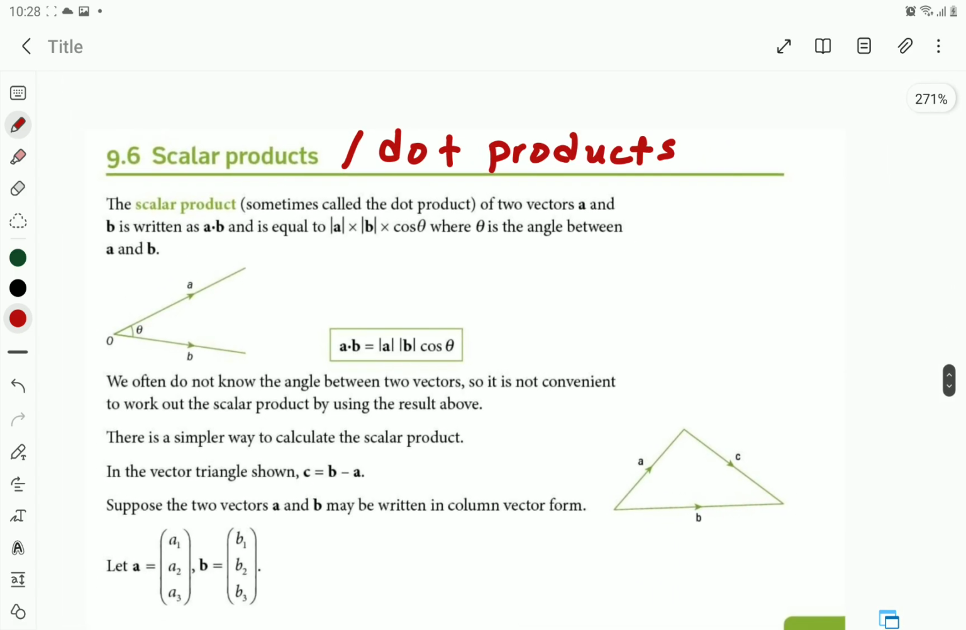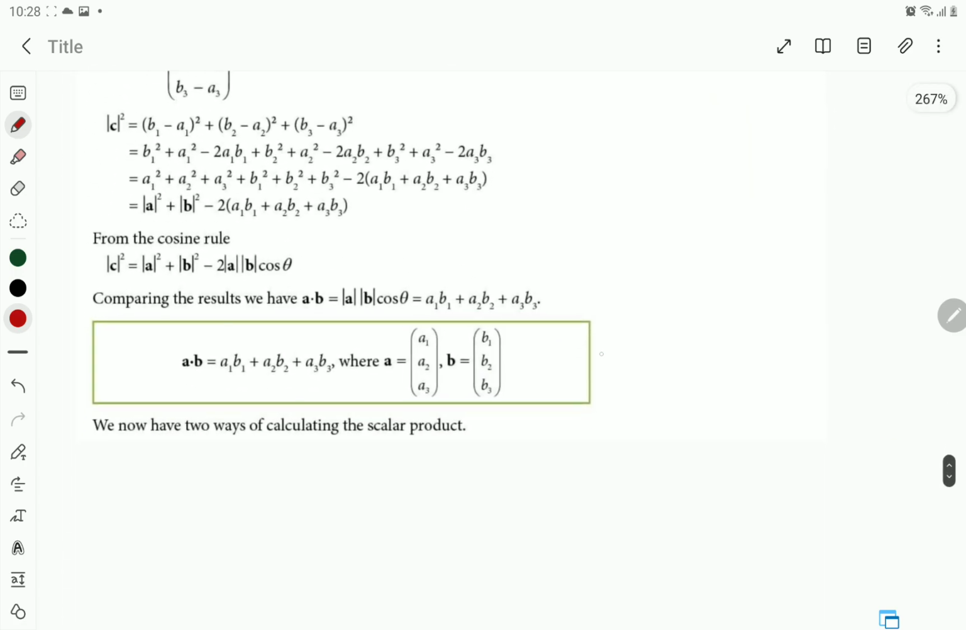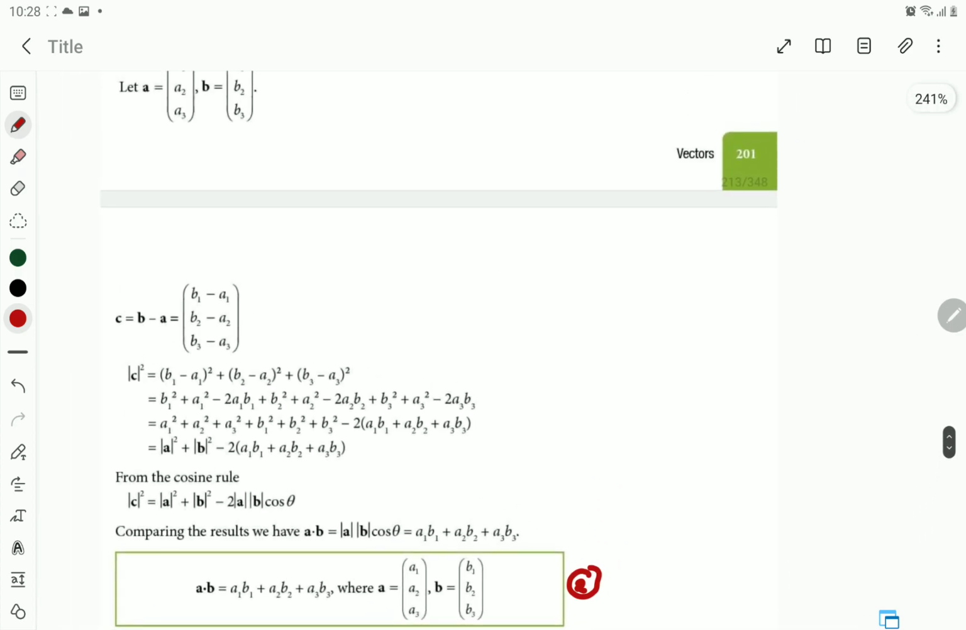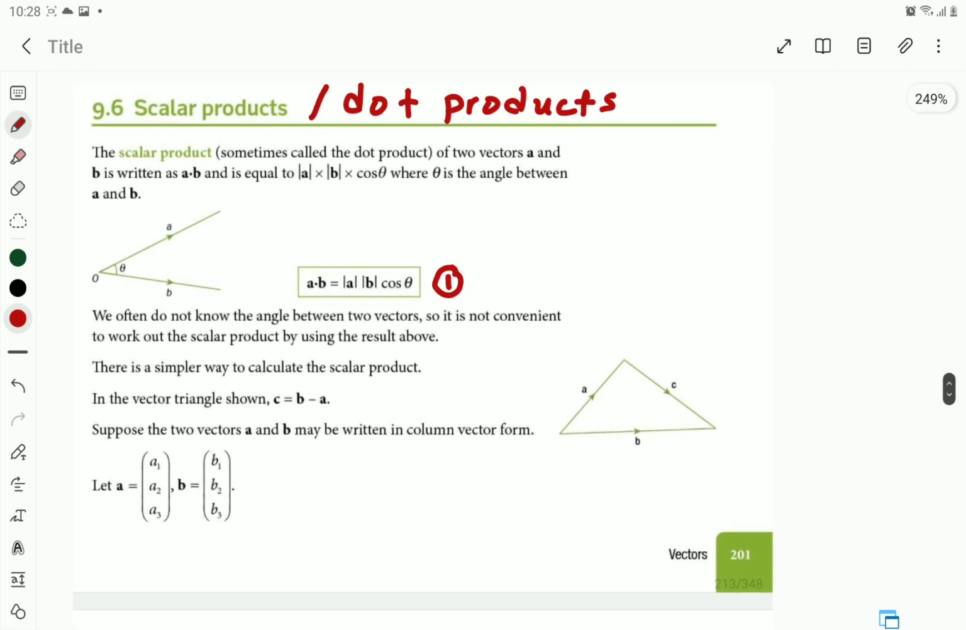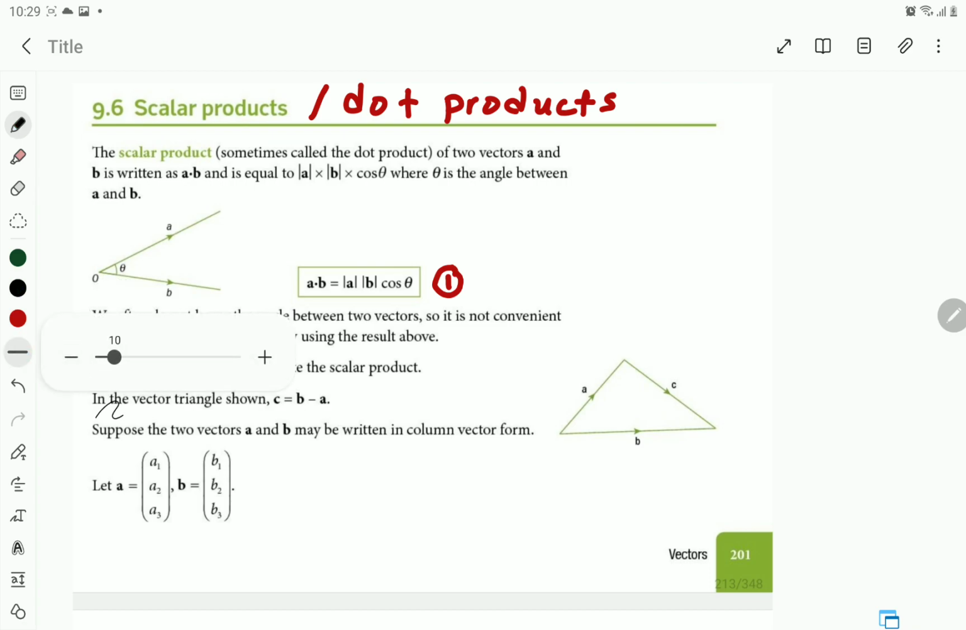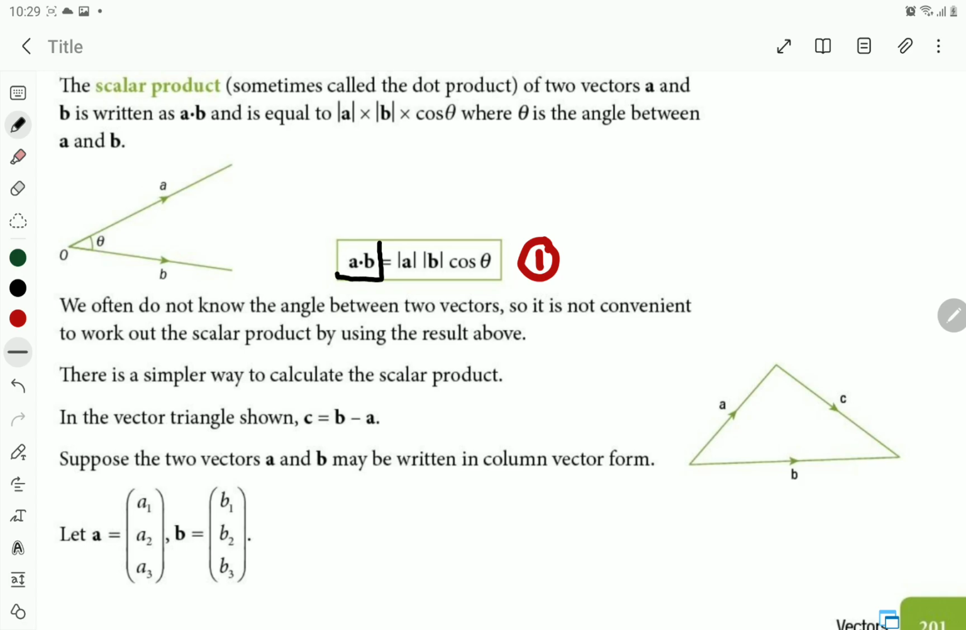Okay, now there are two definitions of scalar products or dot products. That is this one. This is the first one. And this is the second one, which you actually need to remember for the purposes of your examination. So, this one here, let's try to analyze this. Let's try to analyze the first definition. It says A dot B. Again, what are you trying to define?